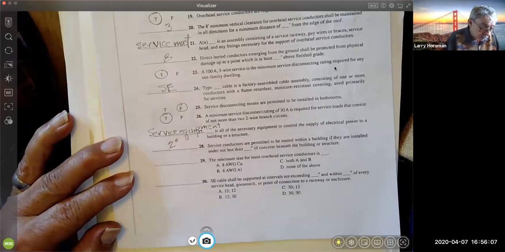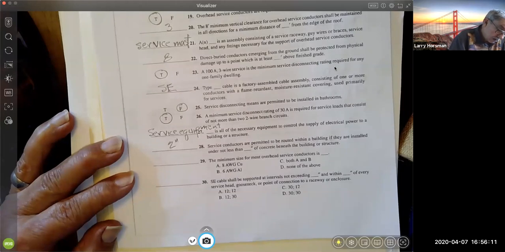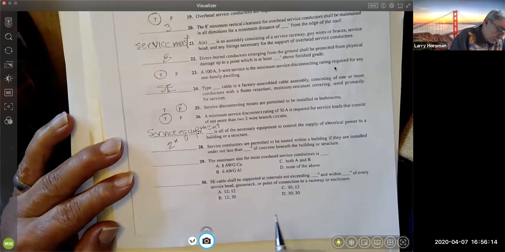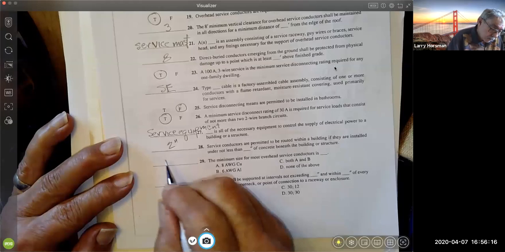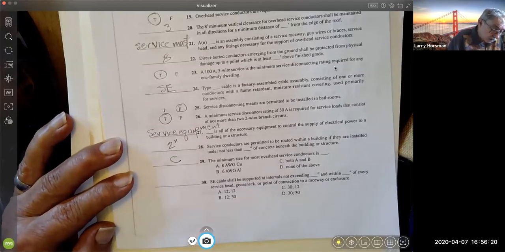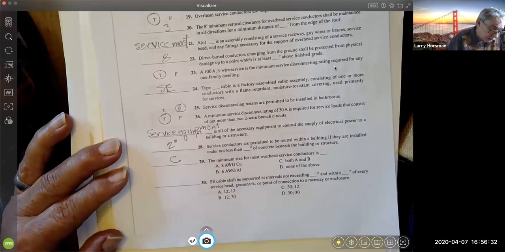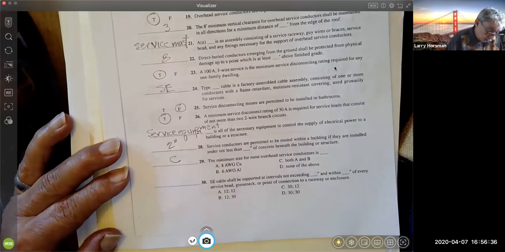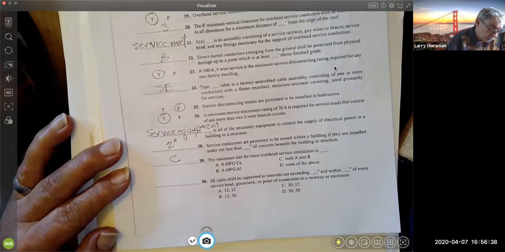Minimum size for most overhead service conductors is C, which is both A and B. So A is number 8, American wire gauge copper. B is number 6, American wire gauge aluminum. So when we go from copper to aluminum, we need a larger conductor. And 30 is also C.